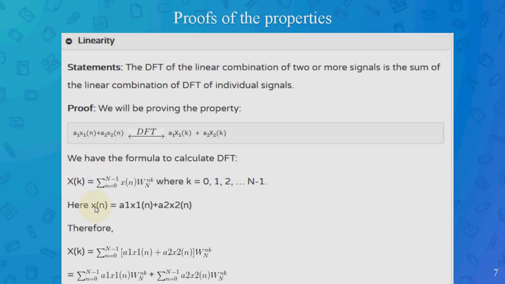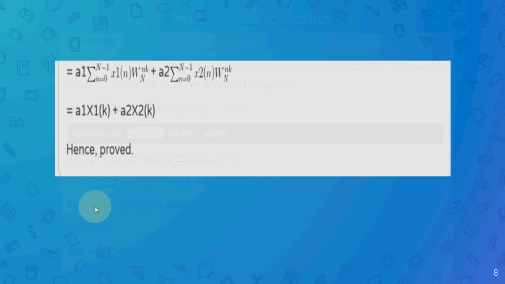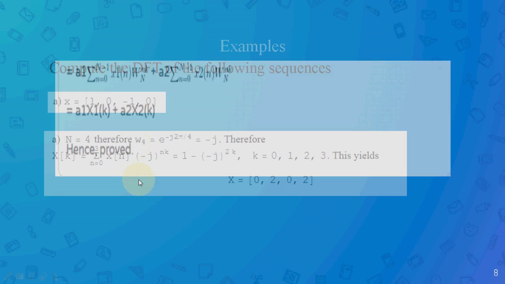Therefore X of k will become summation n equals 0 to N minus 1 of A1 x1 of n plus A2 x2 of n, into the twiddle factor. Multiply the twiddle factor into the bracket, so you will get the next term. So that is A1 summation of x1 of n into the twiddle factor plus A2 summation of x2 of n into the twiddle factor. This term is nothing but X1 of k and this term is nothing but X2 of k. So you will get A1 X1 of k plus A2 X2 of k. Hence proved. In this way you can prove all the properties.